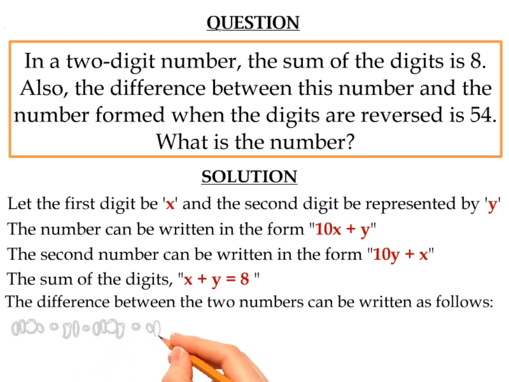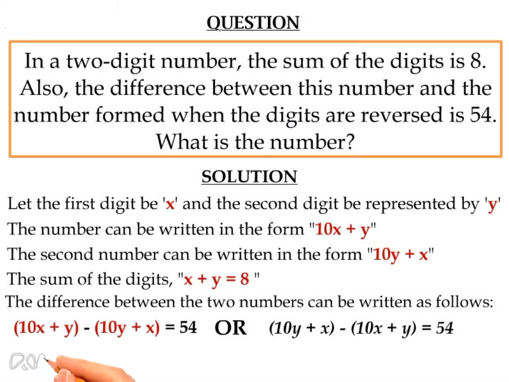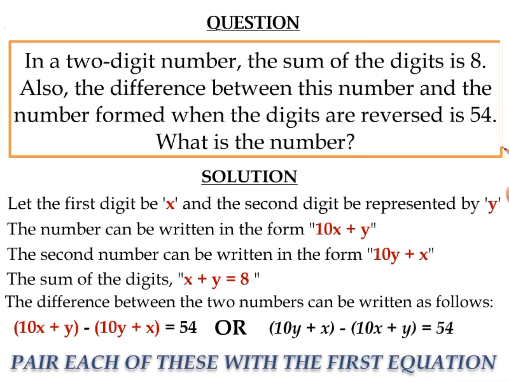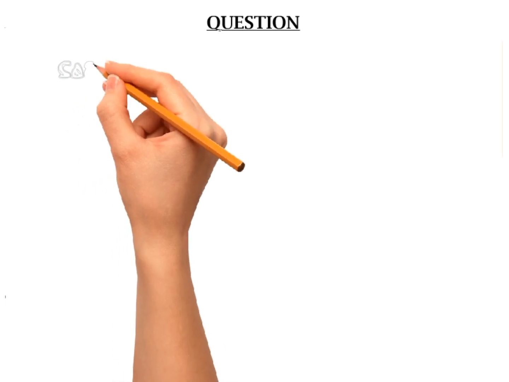When we subtract the second from the first, we arrive at 10x plus y minus (10y plus x) equals 54. When we subtract the first from the second, we arrive at 10y plus x minus (10x plus y) equals 54. We can now pick them one after the other, to form a simultaneous equation with the first equation we derived. There are now two cases to consider.